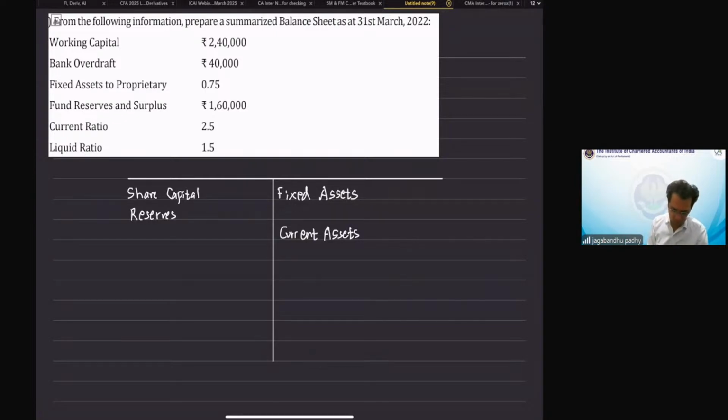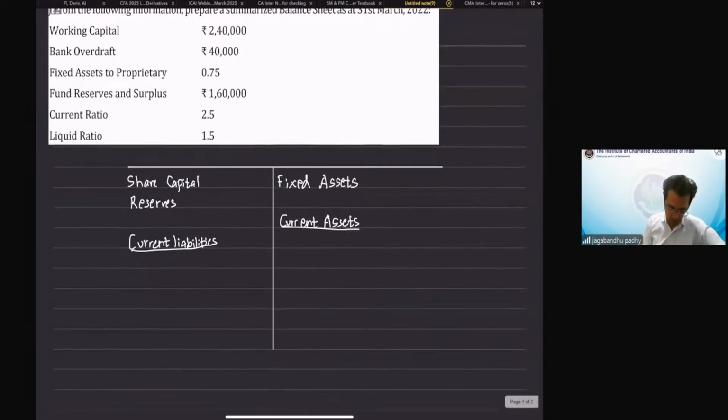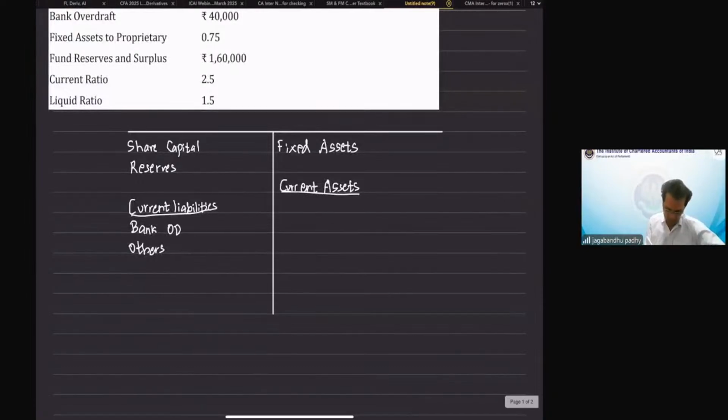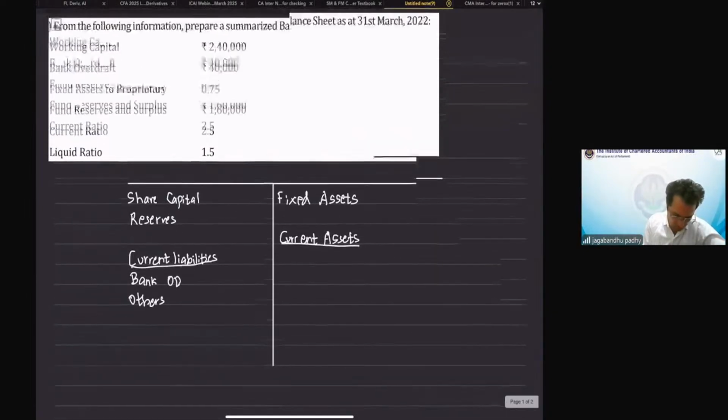Current ratio, and we have got the current liabilities also. So let me just write it. Current liabilities. And within those current assets and current liabilities, I need to provide further description. So in current liabilities, we will have bank overdraft, and then we have others.